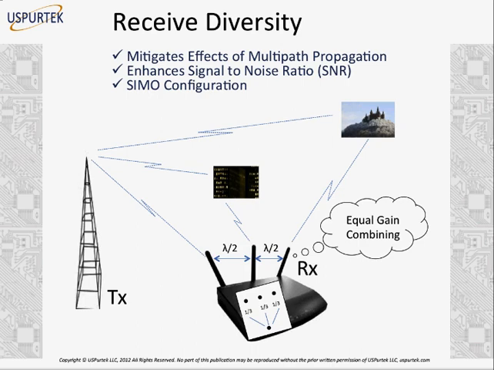The other method is equal gain combining, where I use an equally weighted combination of all received signals. So I take one third of the first signal, one third of the second, and one third of the third one.